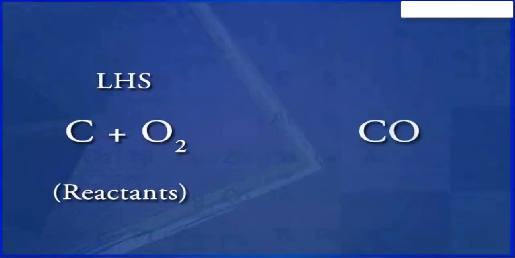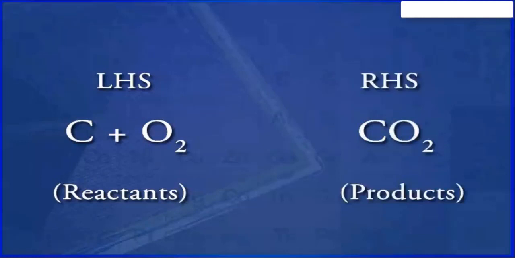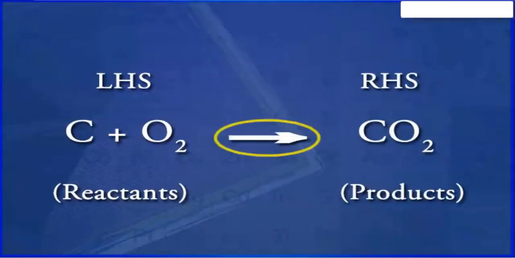In a chemical equation, the reactants are written on the left-hand side, that is LHS, and the products are written on the right-hand side, that is RHS. The arrowhead always points towards the products and represents the direction of the reaction.